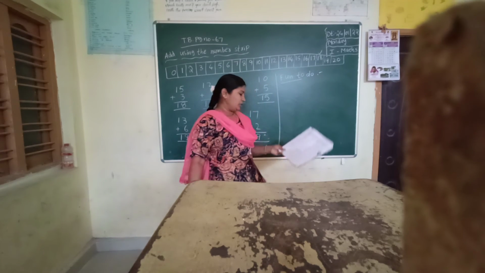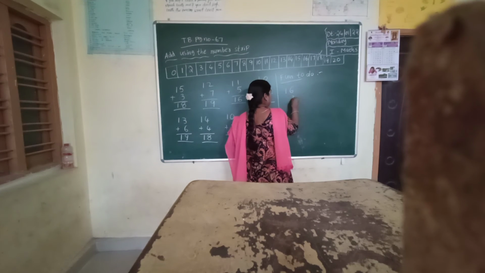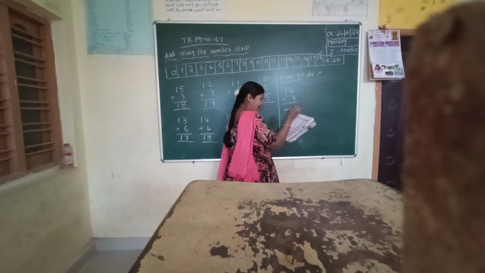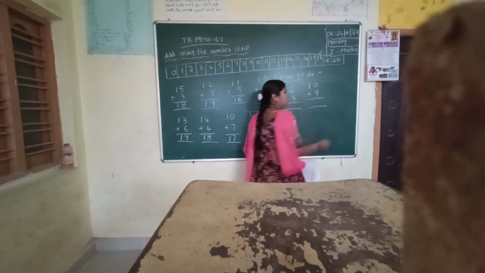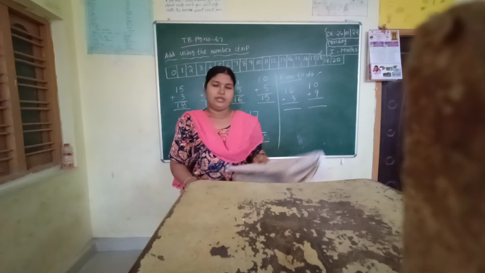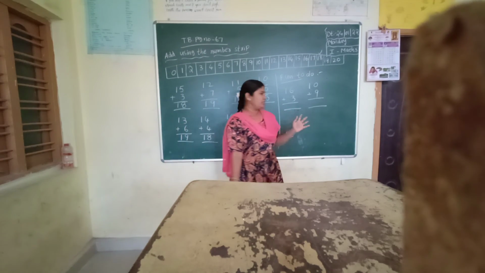Fun to Do means what is that they have given here? 16 plus 13. They have given some balloons in this box. Okay? See, they have given some problems also. Now, here you have to do normal addition. Don't use the number sheet.